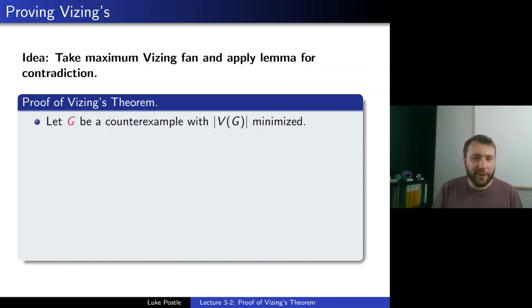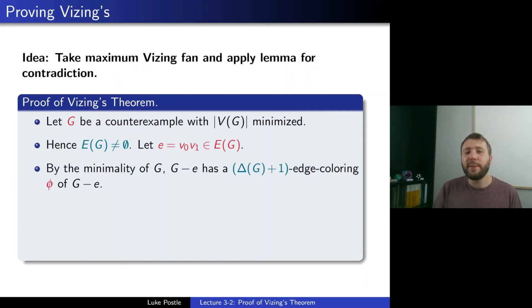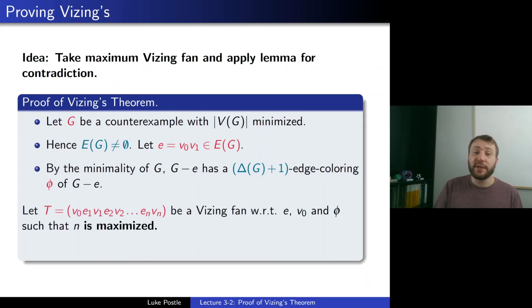Let G be a counterexample with |V(G)| minimized. So again, minimum counterexample. Hence there has to be some edge, we'll call it e, because if there were no edges, there'd be nothing to show. And by the minimality of G, G minus e has a Δ+1 edge coloring φ of G minus e. So again, by minimality, we get this nice coloring. That puts us in a position to use our lemma.